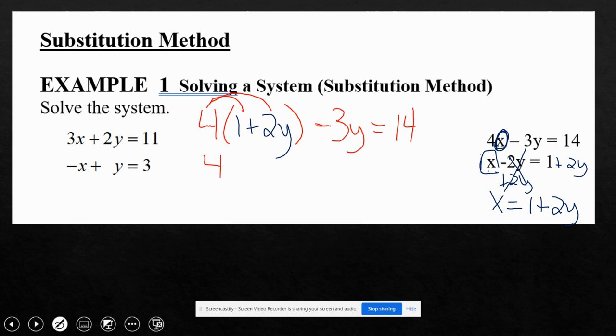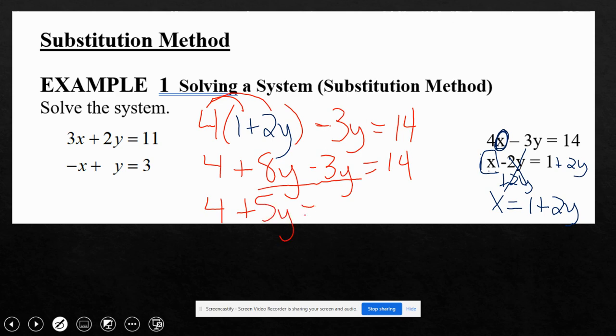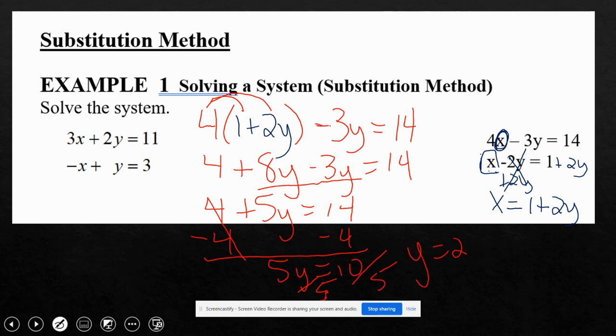Simplify the problem and solve for y. 4 times 1 is 4. 4 times 2y is 8y. Like terms, 8y minus 3y is 5y. Subtract the 4 to the other side. 5y is equal to 10. Divide by 5, and we get y is equal to 2.